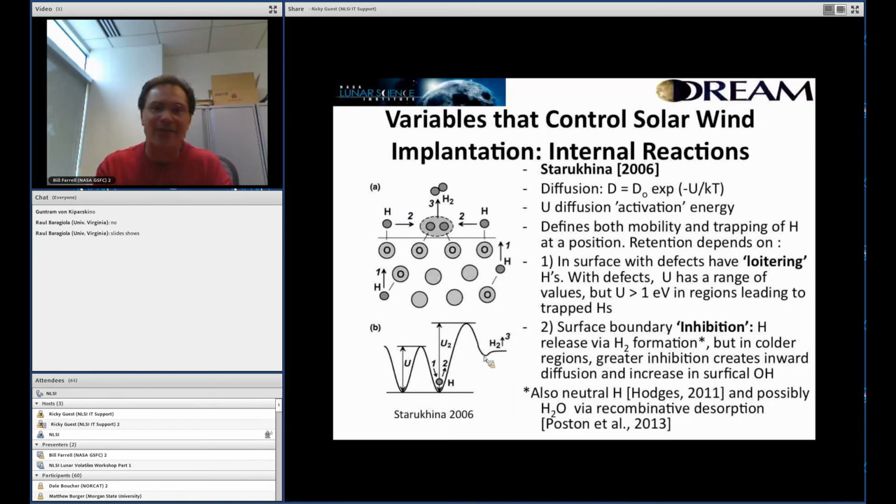Now, since 2006, this picture's been modified a little bit. People have found neutral H. And the group at Georgia Tech, particularly at higher temperatures, has talked about the possibility that OHs may migrate on the surface to form H2O, which then hops off the surface. So there's some variance of this, but there is that surface boundary issue that Starr Kina very astutely defined. And keep in mind, she's writing about this about 3 years before the actual observation of the water veneer in 2009. So this is really quite a nice paper.